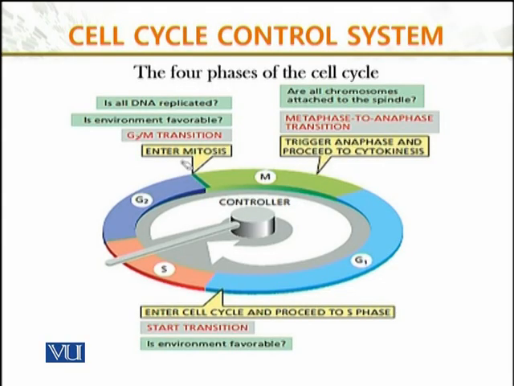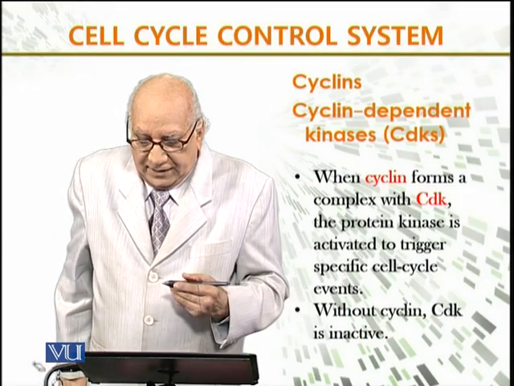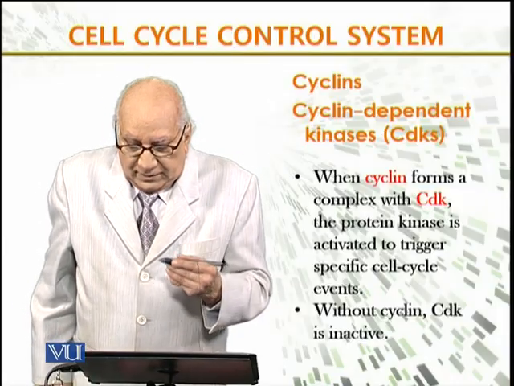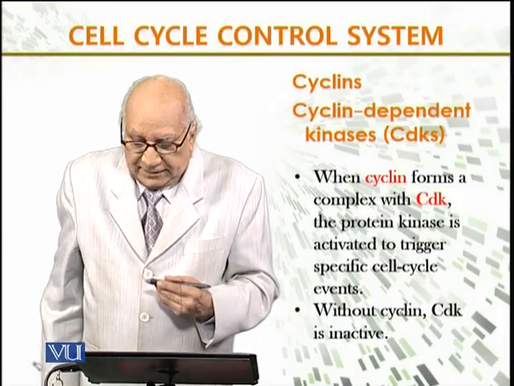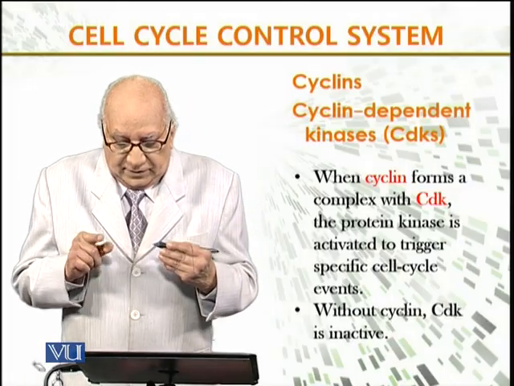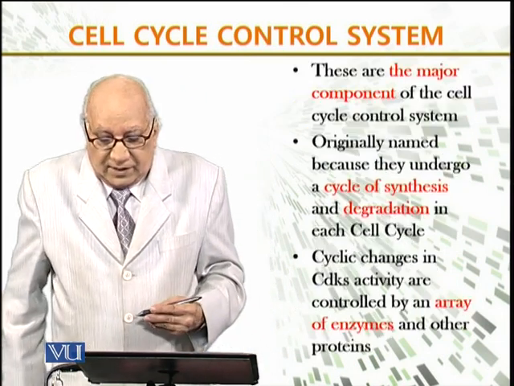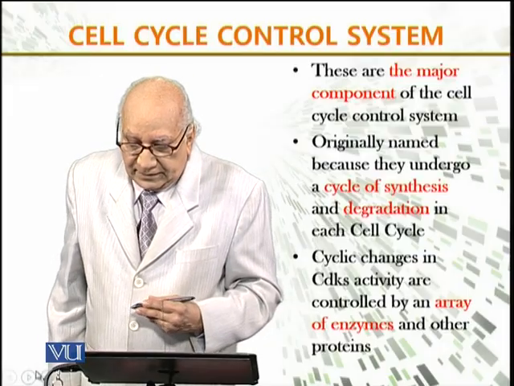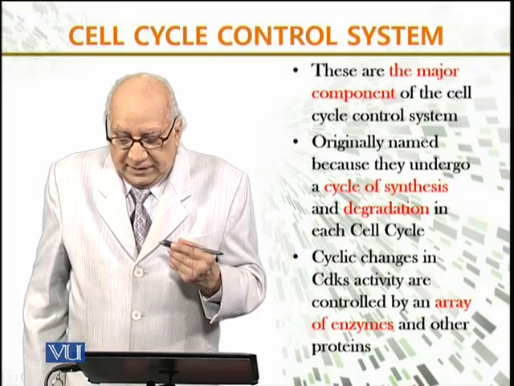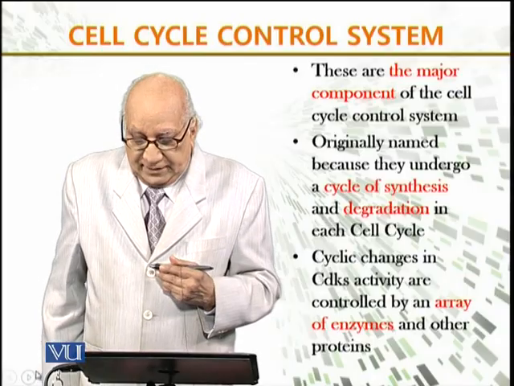Now the cyclin dependent kinases, the CDKs: when cyclin forms a complex with CDK, the protein kinase is activated to trigger specific cell cycle events. And without cyclin, the CDK is inactive. These are the major components of the cell cycle control system and were originally named because they undergo a cycle of synthesis and degradation in each cell cycle.